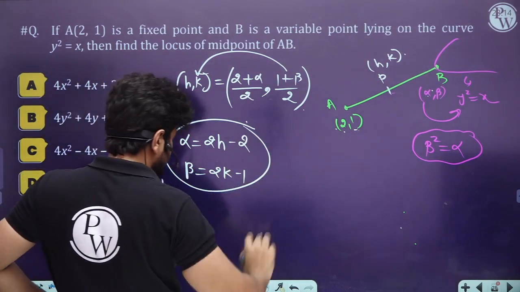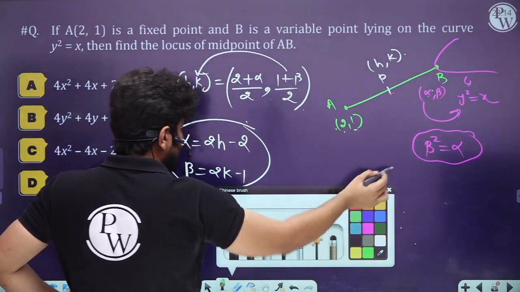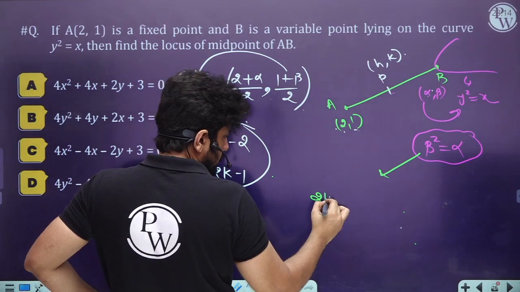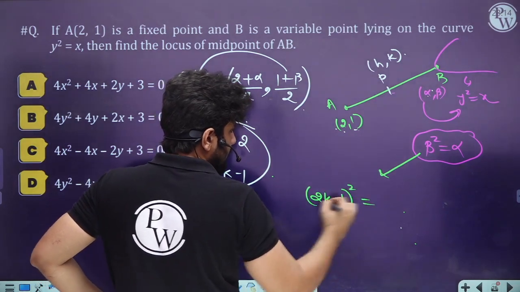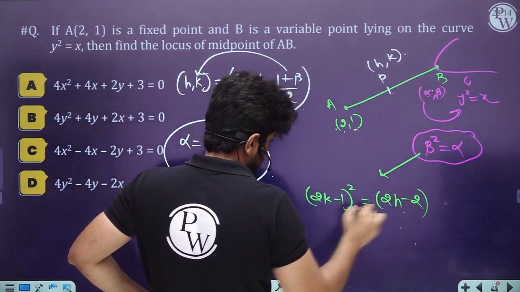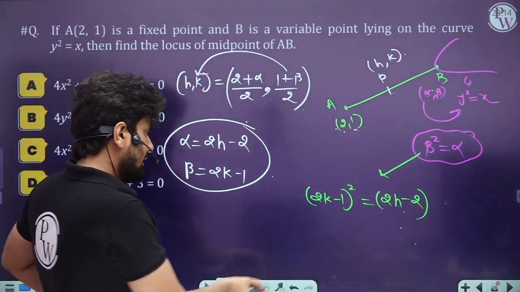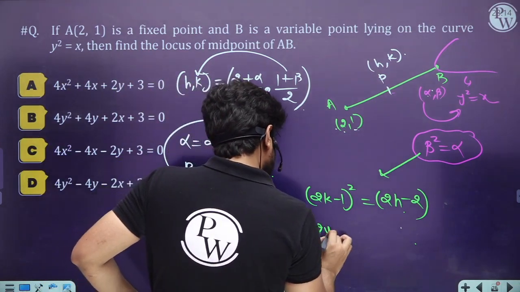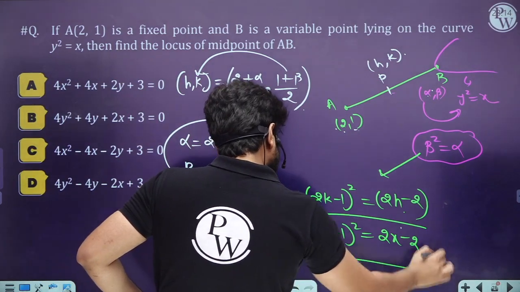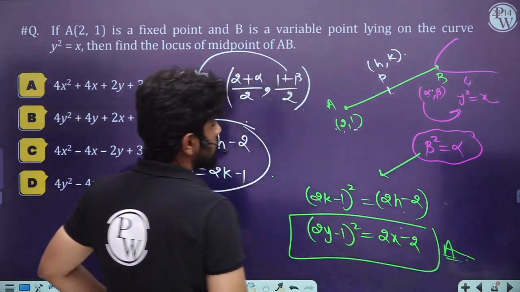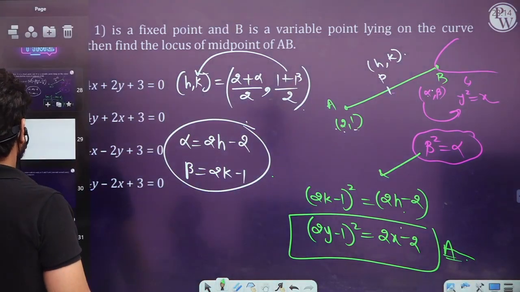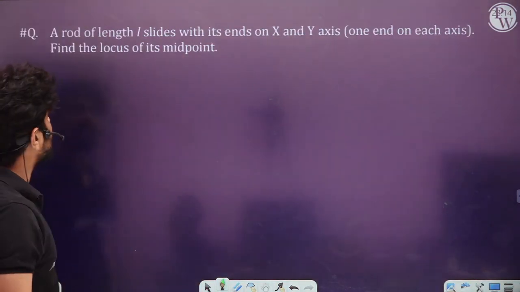Now simply put the value of alpha and beta in this equation. So in place of beta, I'm going to put 2k minus 1. So this becomes (2k minus 1) square is equal to what? Alpha. Alpha is 2h minus 2. That's our answer. Just in the end, replace h by x and k by y. So (2y minus 1) square is equal to 2x minus 2. This is the equation, this is the locus of our point P. Simple. This is a very important and standard type of question.